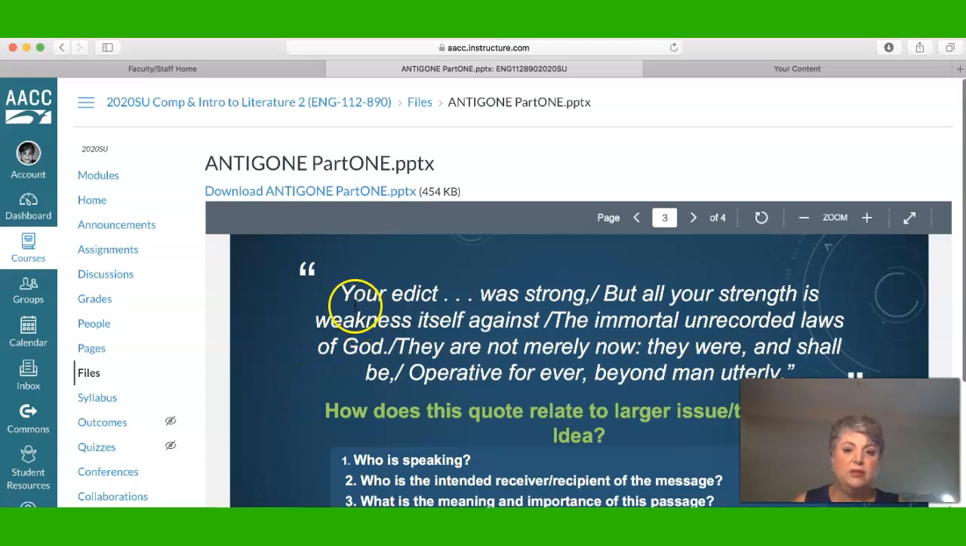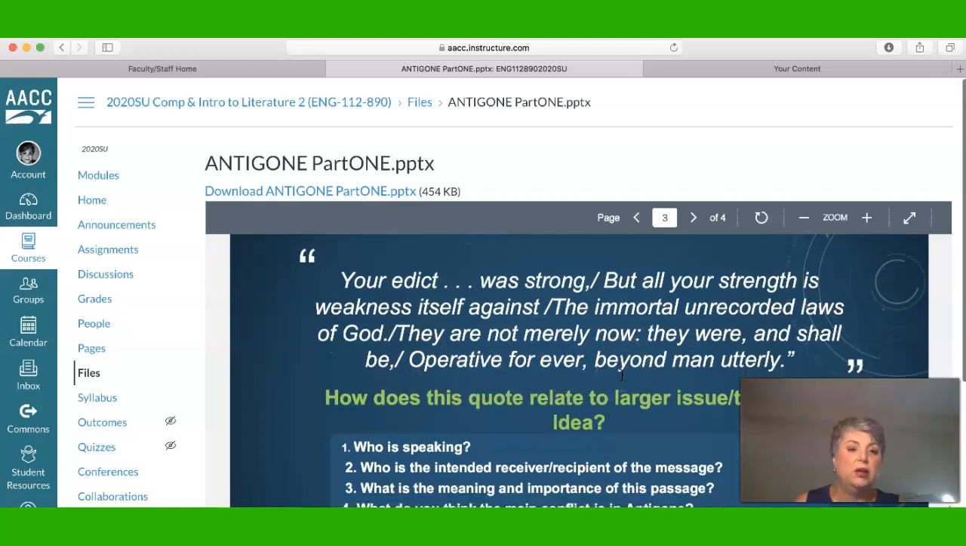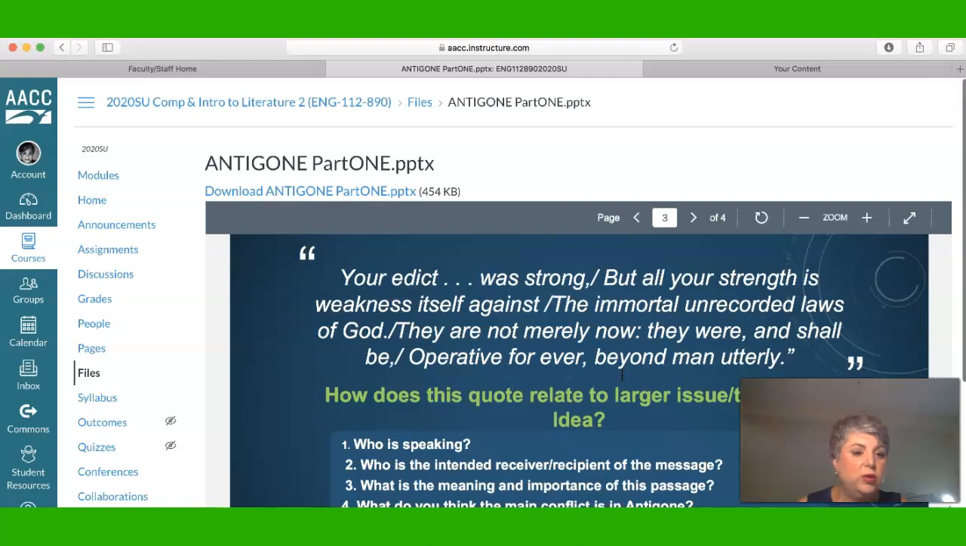But this is one of my favorites. "Your edict was strong, but all your strength is weakness itself against the immortal, unrecorded laws of God. They are not merely now, they were and shall be operative forever, beyond man utterly." How does this quote relate to larger issues or big ideas, right?